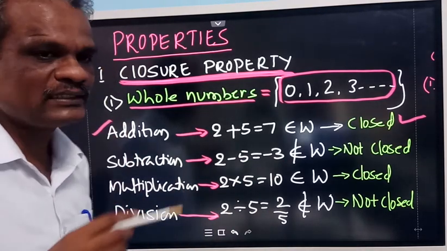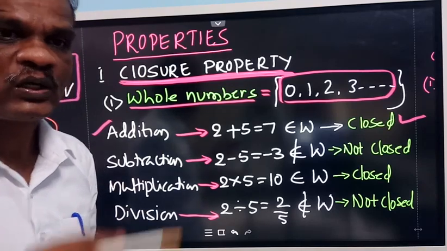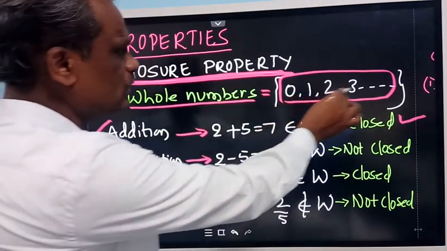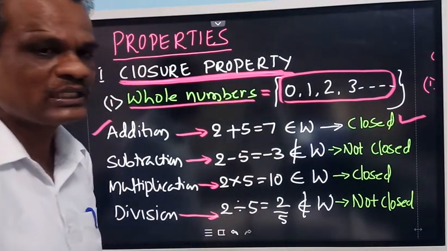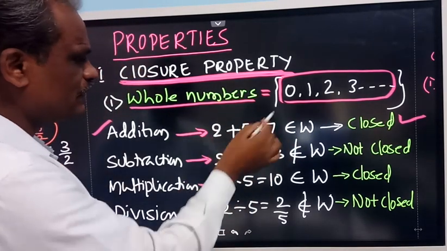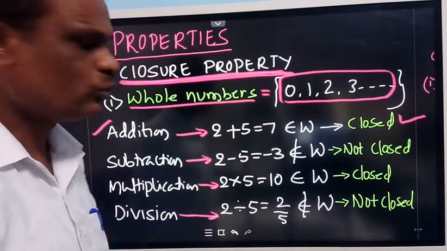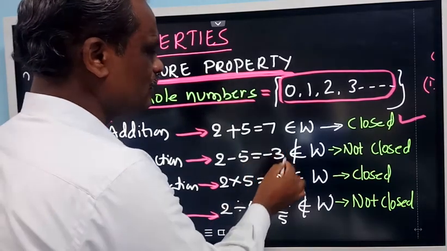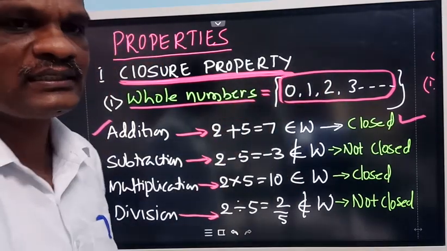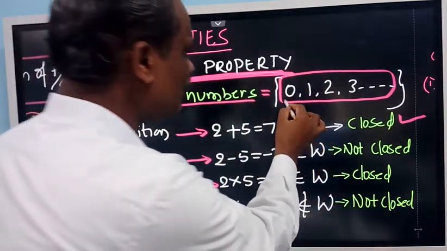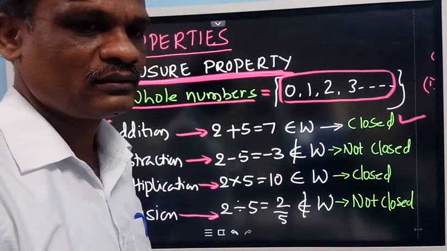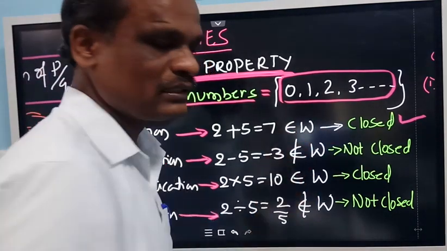Now let us see whether it is closed under subtraction or not. Take any two whole numbers. I have taken 2 and 5. You can take any number. Subtract them: 2 minus 5 is minus 3. Minus 3 you will not see in the group of whole numbers. Is minus 3 there or not in the whole numbers?